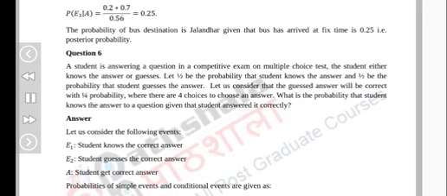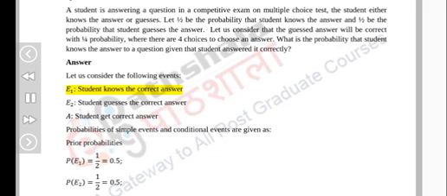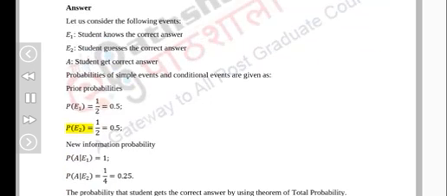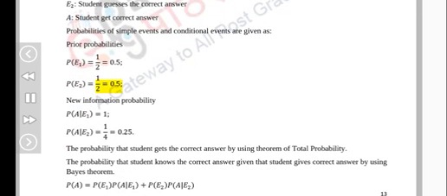Answer. Let us consider the following events. E1, student knows the correct answer. E2, student guesses the correct answer. A, student gets correct answer. Probabilities of simple events and conditional events are given as prior probabilities. P(E1) equals 1/2 equals 0.5. P(E2) equals 1/2 equals 0.5. New information probability: P(A|E1) equals 1. P(A|E2) equals 1/4 equals 0.25. The probability that student gets the correct answer is found by using theorem of total probability. The probability that student knows the correct answer given that student gives correct answer is found by using Bayes' theorem.